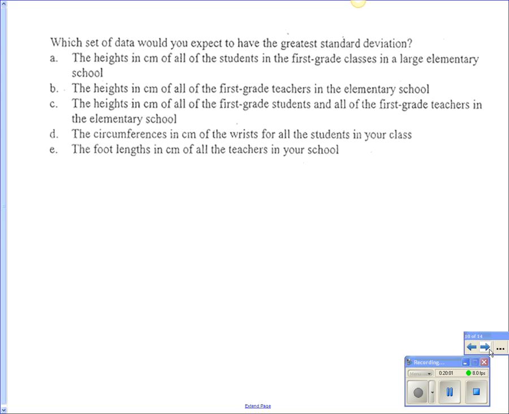All right. Which set of data would you expect to have the greatest standard deviation? Chase, what did we say standard deviation is? Good. So we want one that has the greatest spread. Which one has the greatest spread? A says the heights in centimeters of all students in the first grade classes in a large elementary school. B says the heights in centimeters of all first grade teachers. C, the heights in centimeters of all first grade students and all first grade teachers. D, the circumference of the wrist for all the students in your class. Or E, the foot lengths in centimeters for all the teachers in your school. Okay, so those are all of our answer choices.